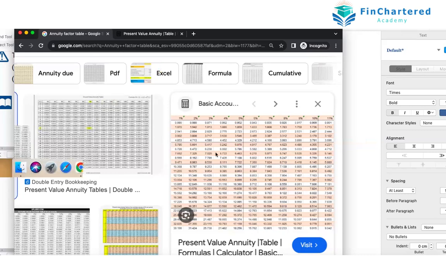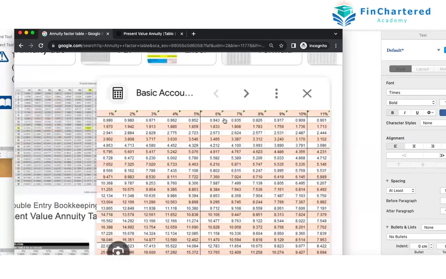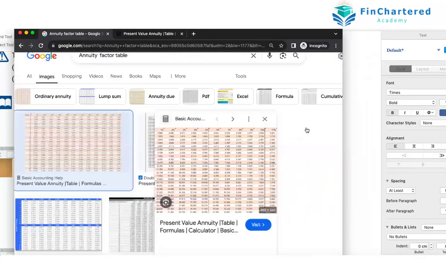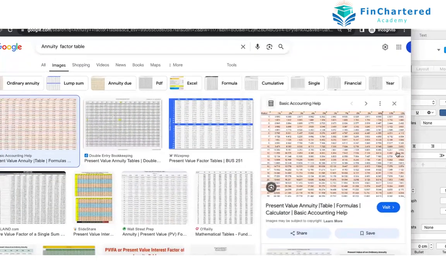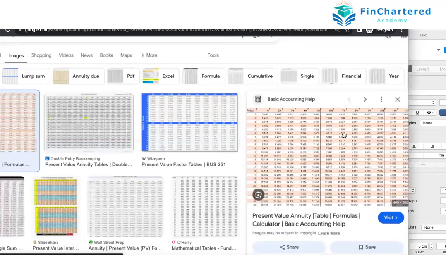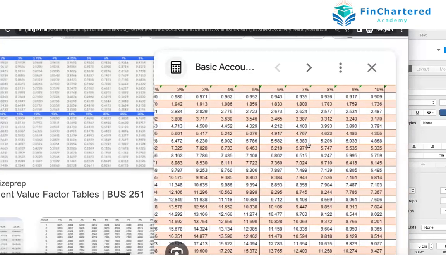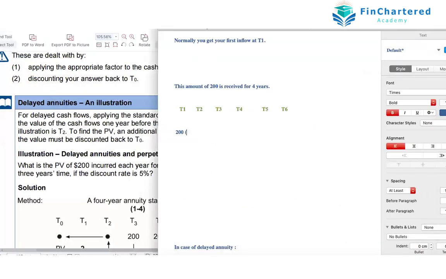For whatever reason, I'm not able to zoom it properly, or maybe we have to expand this. 5.076. Okay. So what do we do? 200 into 5.076 is the annuity factor for 6 years.